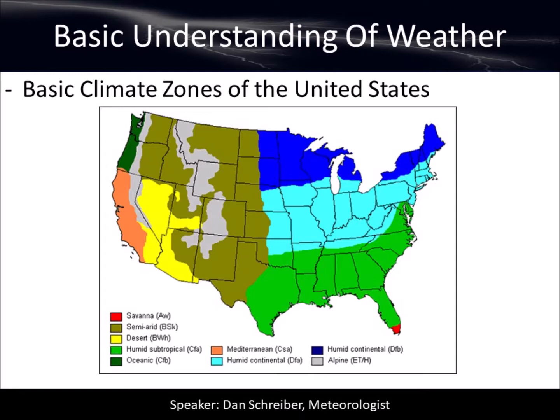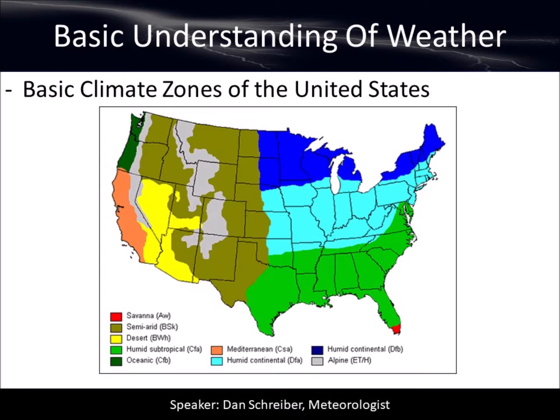Look at where Tornado Alley is. If you don't know where Tornado Alley is, it's basically central Texas through Oklahoma, Kansas, Nebraska, up into the Dakotas even. That's where the majority of large severe weather outbreaks happen. Look at where it is on this climate zone map.